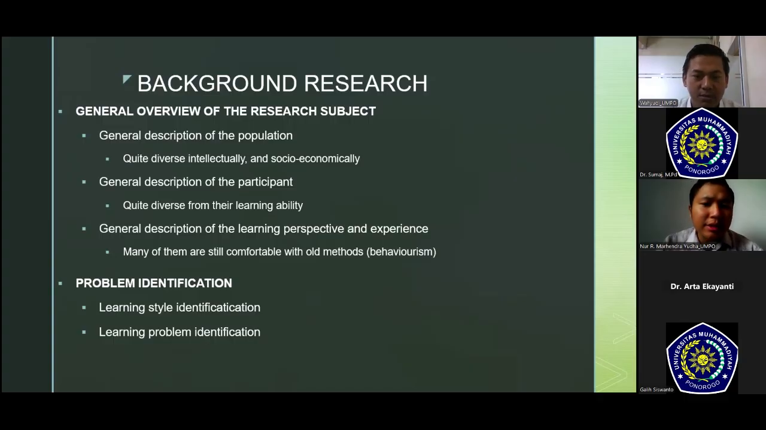And the general description of the learning perspective and experience. The interesting part was many of them are still comfortable with the old method, which is actually based on the behaviorism method, which is reward and punishment. Based on this general description, we can identify two things. We can define what their learning style is and what their learning problem is. Next slide.